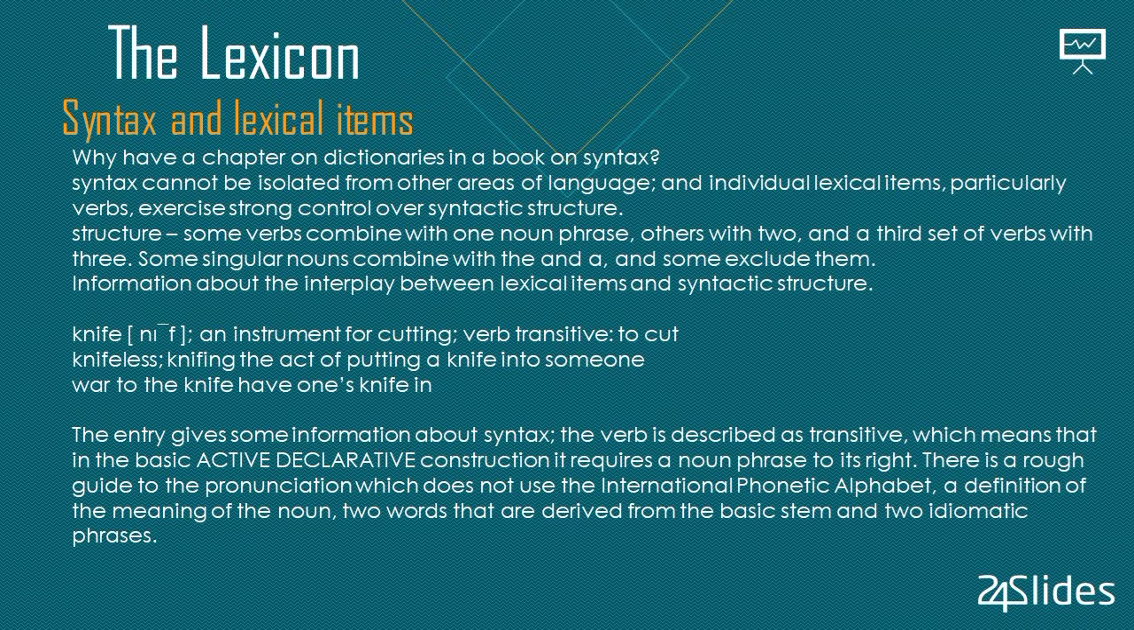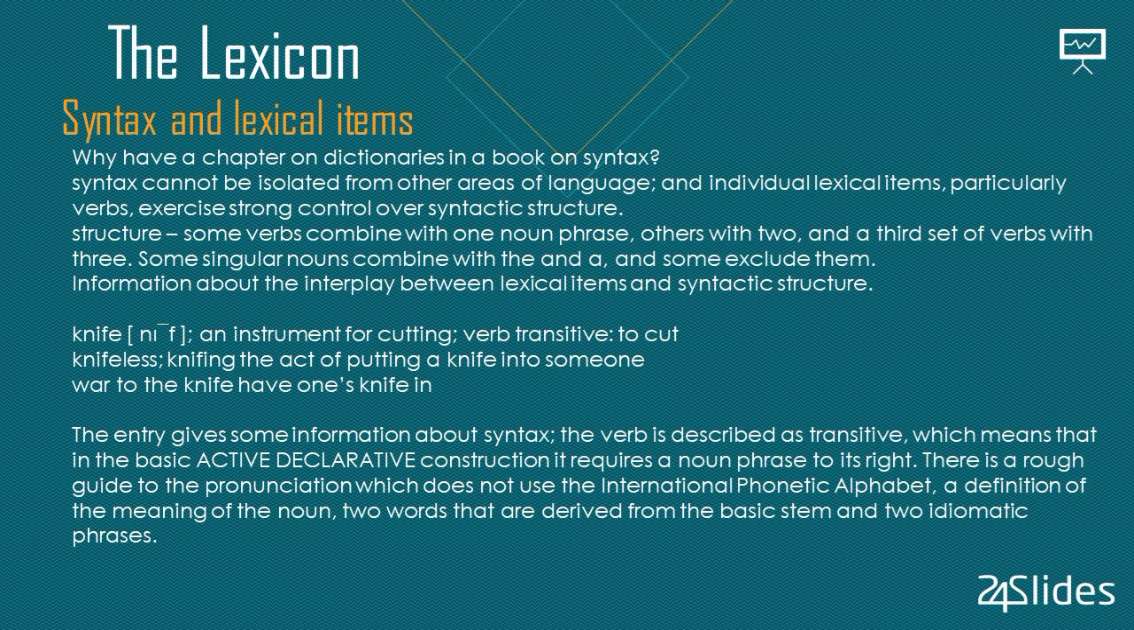Next, the lexicon. Syntax and the lexical item. Why have a chapter on dictionaries in a book on syntax? Syntax cannot be isolated from other areas of language. An individual lexical item, particularly a verb, exercises strong control over syntactic structure. Some verbs combine with one noun phrase, others with two, and a third set of verbs with three. Some singular nouns combine with the and some exclude it. Dictionaries give information about the interplay between lexical items and syntactic structure.